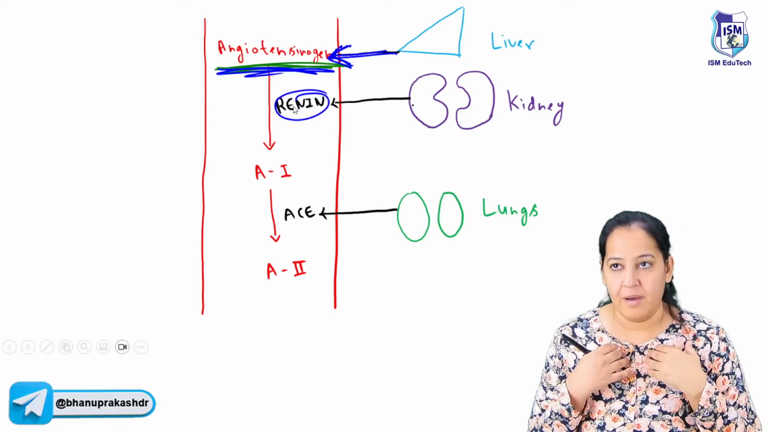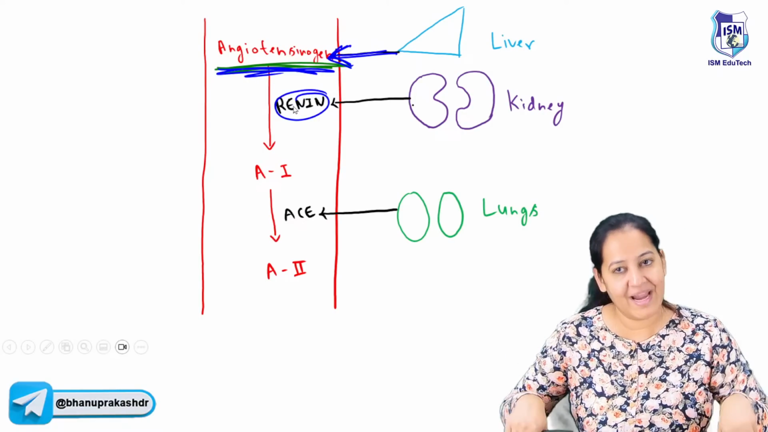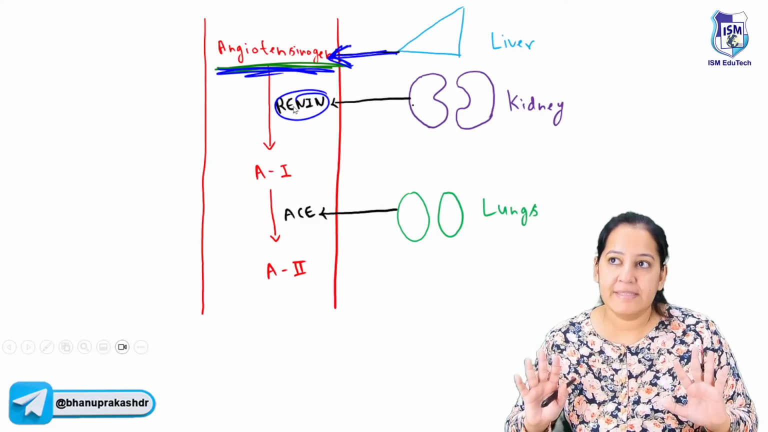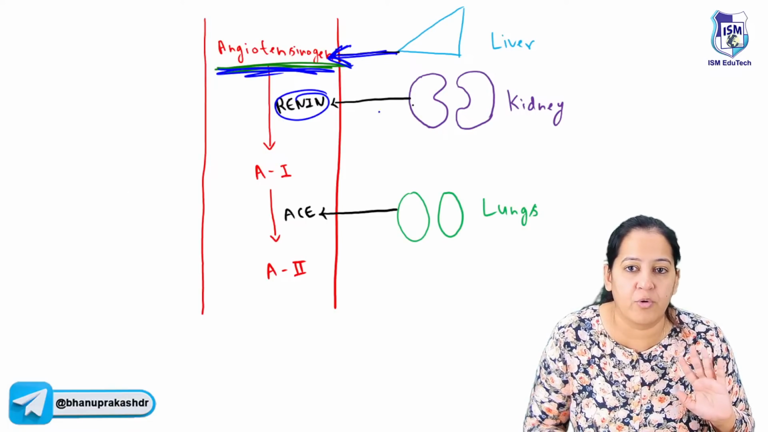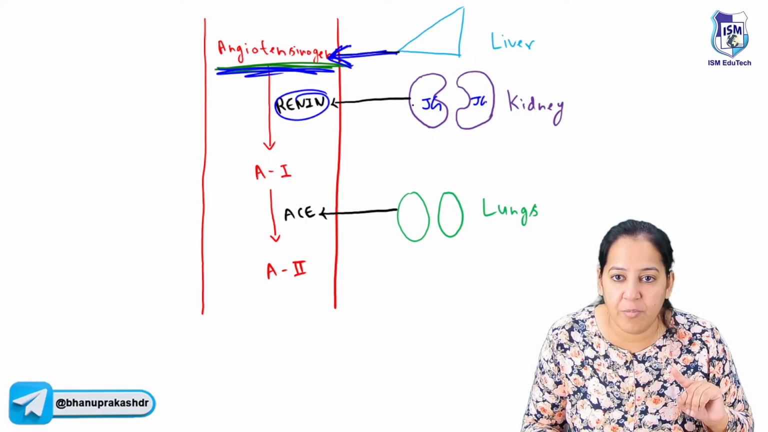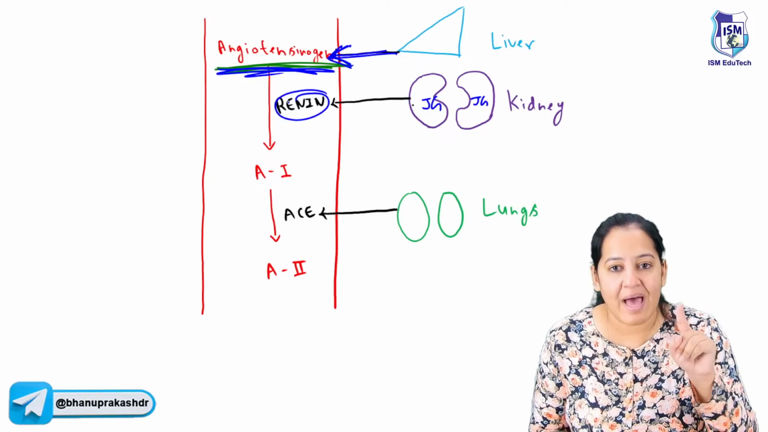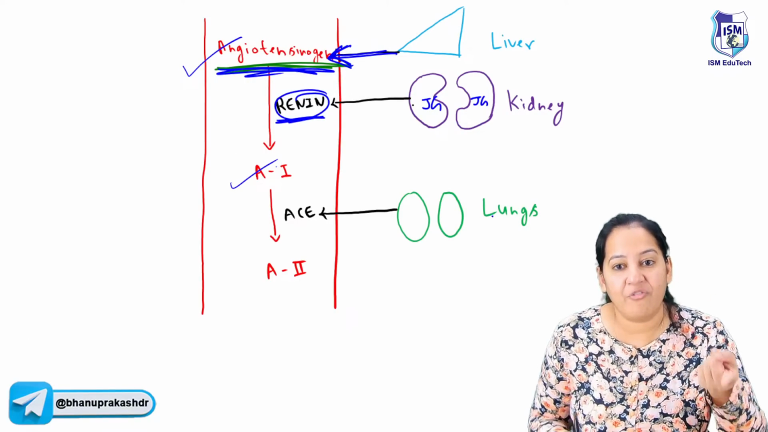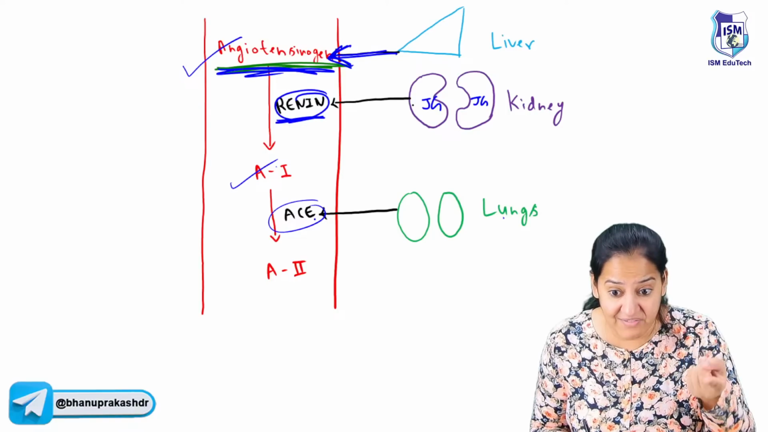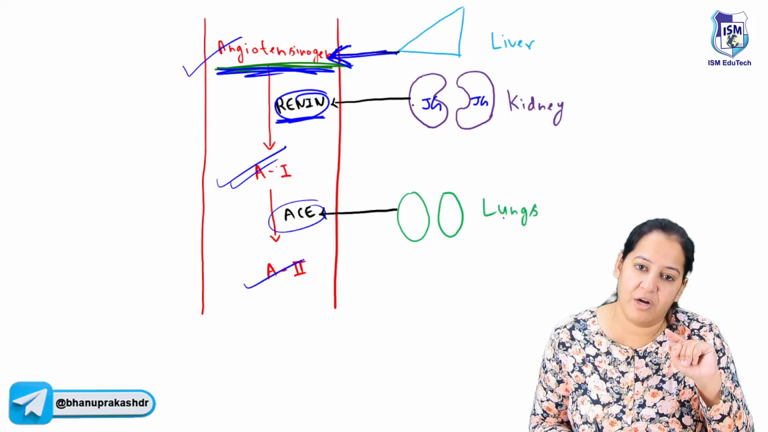If my BP falls, my kidney will get less blood. All organs will get less blood, but the kidney is very sensitive. Inside the kidney, there are cells known as JG cells, juxtaglomerular cells, that will secrete renin into the blood. As soon as renin comes in the blood, renin converts angiotensinogen to angiotensin 1. Now from the lungs, ACE, angiotensin converting enzyme, will come and convert angiotensin 1 to angiotensin 2.